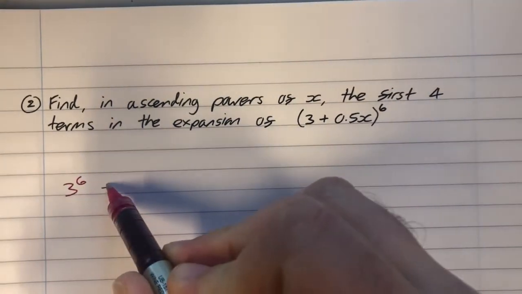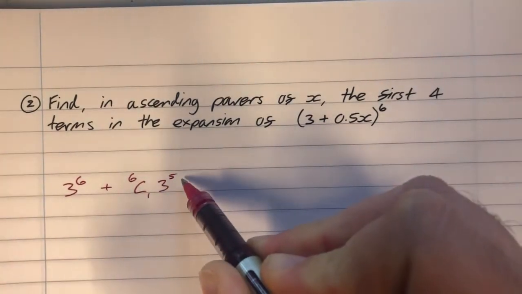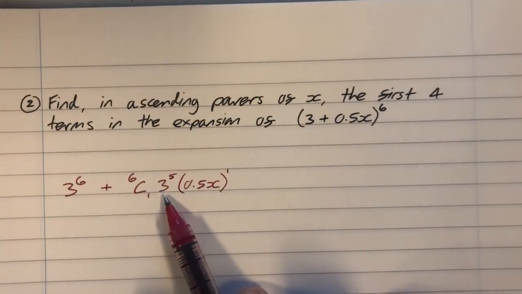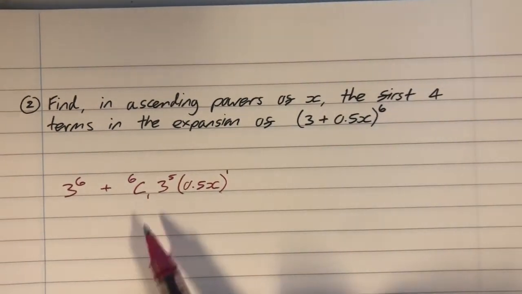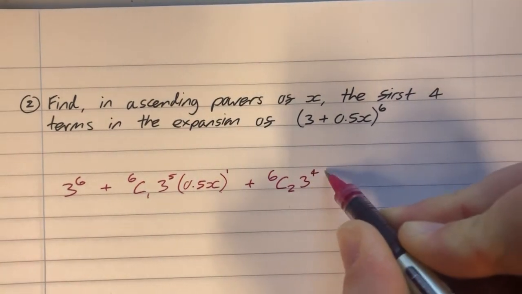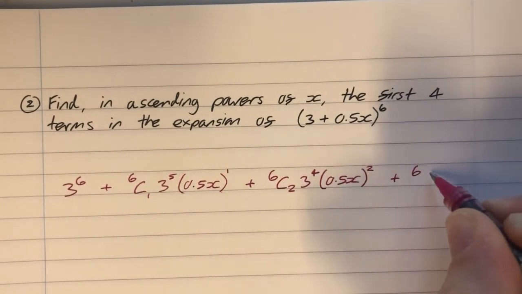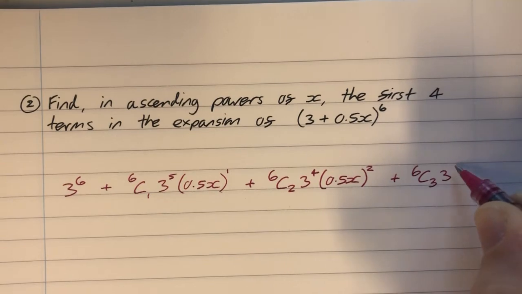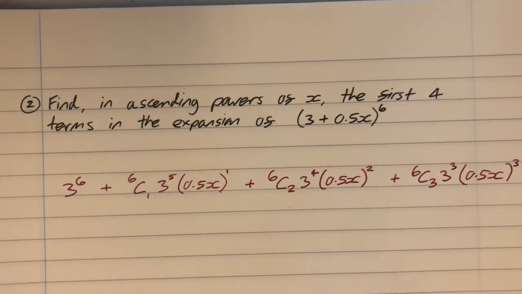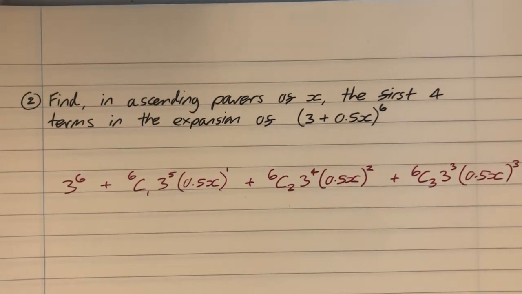X to the 1 term, well, there's going to be 6c1 ways of doing it. It's going to be times 3 to the 5 and 0.5x to the 1. Okay, so I'm choosing 1 0.5x and 5 3s. And there's 6 choose 1 ways of doing that. Plus 6c2, 3 to the 4, 0.5x squared. Plus 6c3, 3 cubed, 0.5x cubed. And that's the first 4 terms. That's all I'm asked for, the first 4 terms. So we've got an x to the 0, an x to the 1, an x squared, and an x cubed term. And that is the first 4 terms.